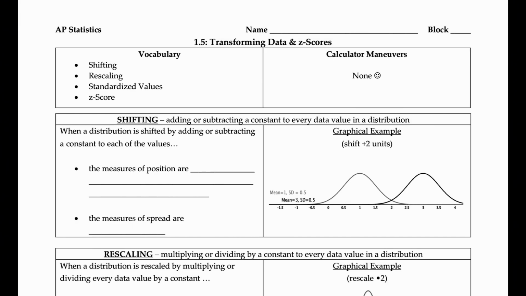And so all of this video notes is under the assumption that you were in class and got to experience that little exploration that we did. This is just kind of wrapping it all up. On the backside, we'll be talking about standardized values and z-scores.